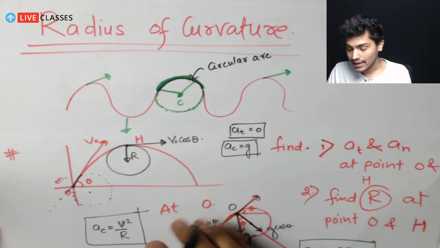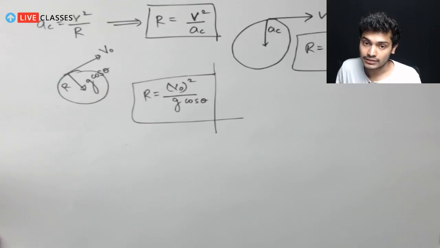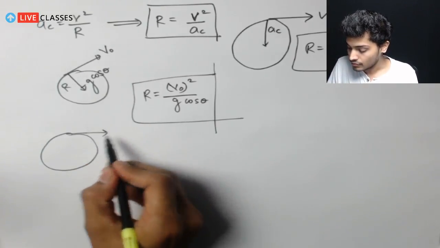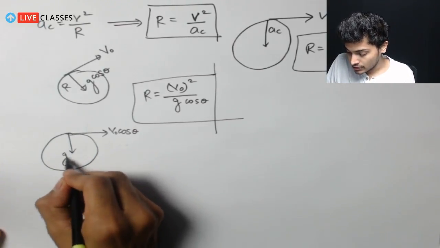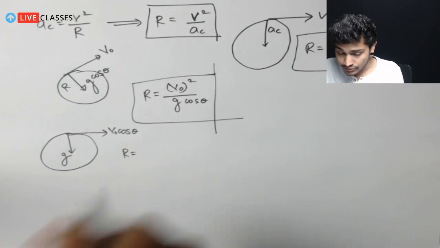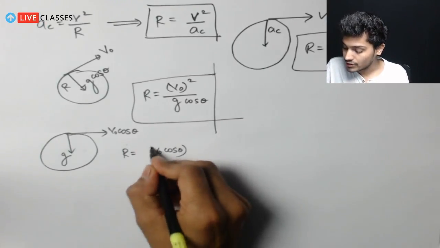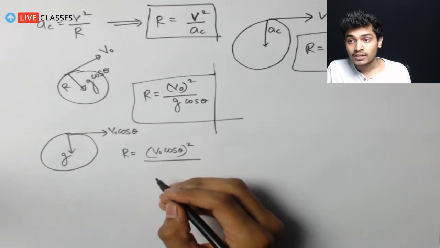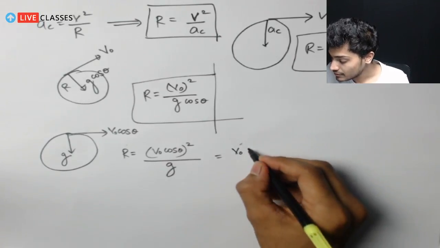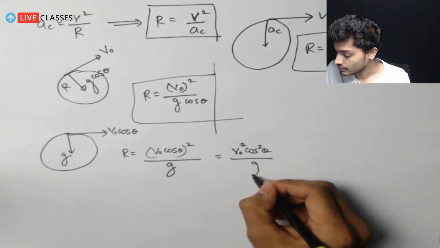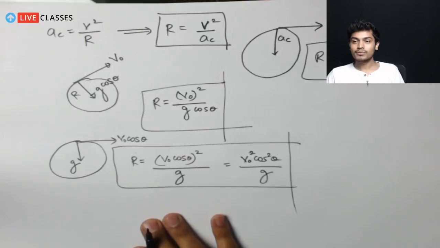So at the highest point the acceleration which is acting towards the center is G. Our scene will become like this. We will have some speed v naught cos theta, and G will be acting toward the center, and we have to find the radius of curvature at the highest point. So at the highest point our radius of curvature will become the square of this velocity divided by the acceleration which is acting toward the center, and here it is G. So at the highest point the radius of curvature will be v naught cos theta whole square by G. In this way we solve the problems related to radius of curvature.